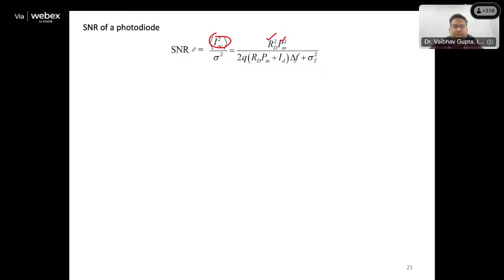Now the noise, what is the noise? So we have two types of noise. One is the thermal noise and second is the shot noise, right? That's the formula for the shot noise. So this is I plus ID, where I is simply written as P times responsivity. And this is the SNR for any, let's say a PIN diode we have taken. For the PIN diode, this is the value of the SNR, right?